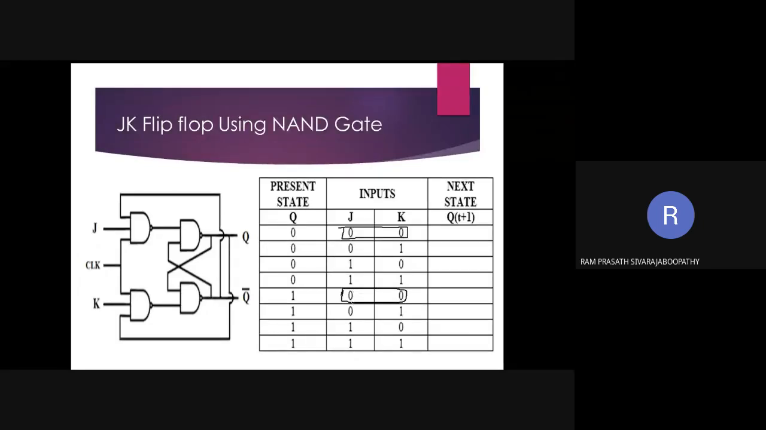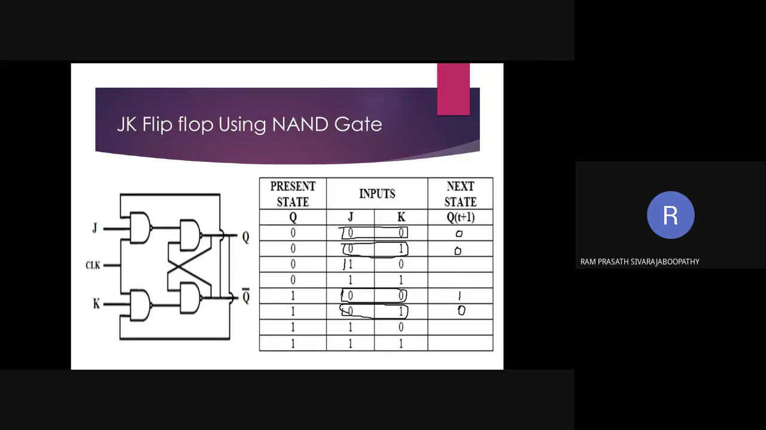J equal to 0, K equal to 0. Memory state. So whatever the present state is, that will come as the next state. Correct? Next, 0 1. What is the meaning if we give 0 1? Here also it is reset condition. So 0. It won't depend on the present state.